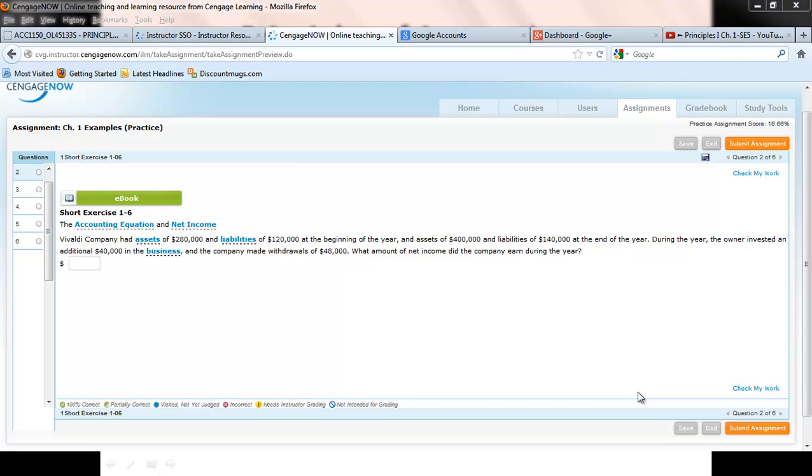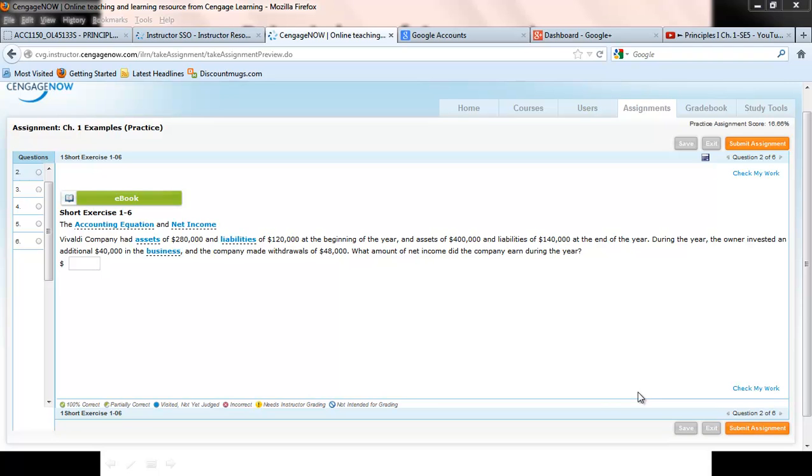Principles of Accounting 1, Chapter 1, Short Exercise 6. We are looking at and analyzing the accounting equation once again, and now we're going to add the analysis of net income. So we're going to have to be able to do a couple of different things in solving this problem.